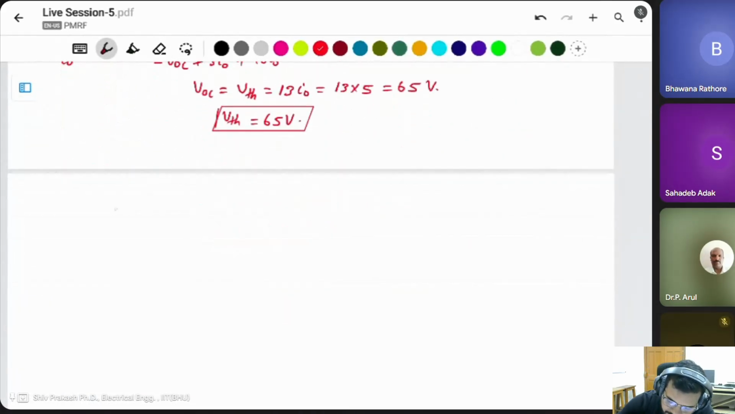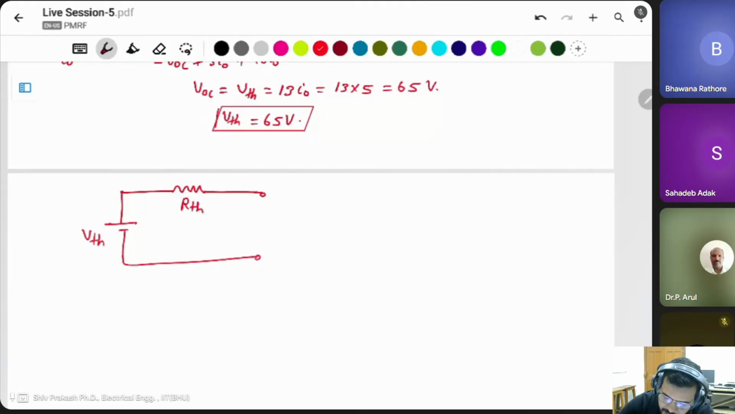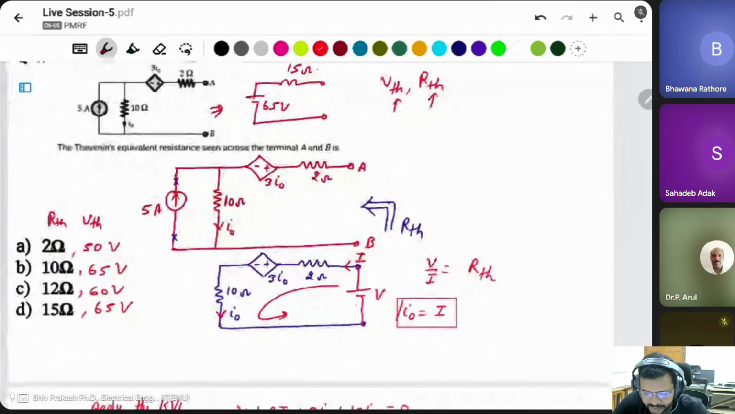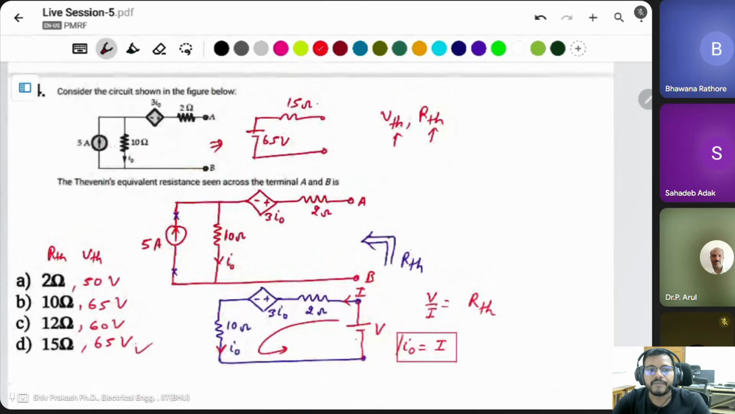It means this circuit will look like that. If there is RL, then it will be RL, VTH and RTH. RTH is equal to 15 ohm, VTH is equal to 65 volt. The same circuit looks like a voltage source and a resistor. This is 65 volt, this will be 15 ohm, VTH and RTH.